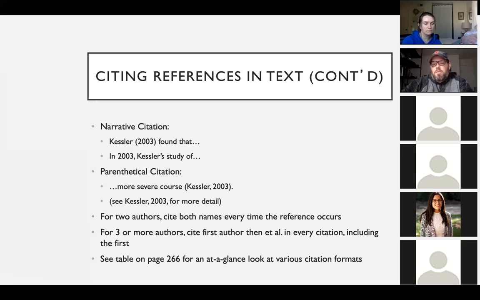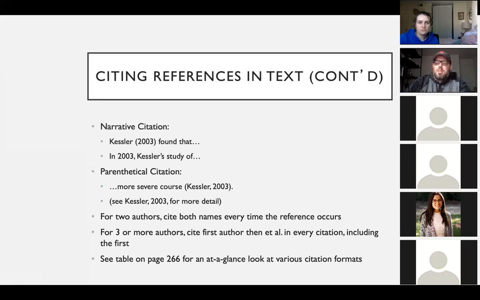However, if you have 3 or more authors, you are now, in APA 7th, required to list the first author and then et al. in every single citation, including the first one. So it used to be that you would have to write all of them out the first time that you use them in your work, and then every subsequent citation would be the first author's last name and then et al. In APA 7th, they've switched that around.